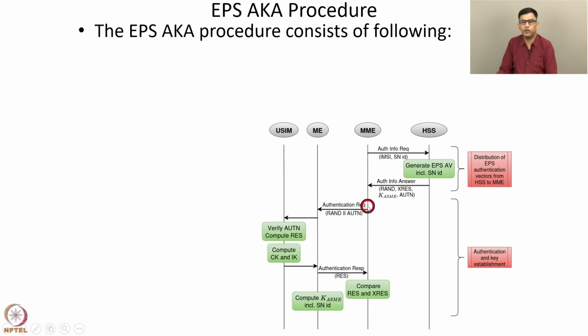Then the MME sends an authentication request to the cell phone. That authentication request is shown here. This authentication request includes an AUTN, which is similar to that in UMTS, and this is used to authenticate the network to the cell phone. At this point, the SIM card verifies the value of AUTN and thereby checks whether the network is legitimate or not. And it also computes the response to the challenge in the authentication request.